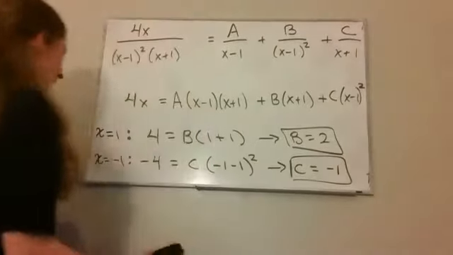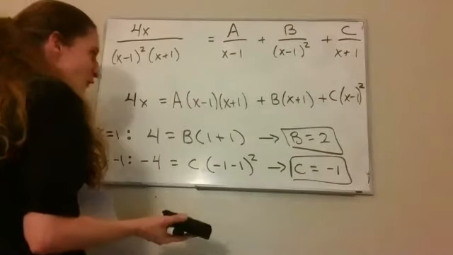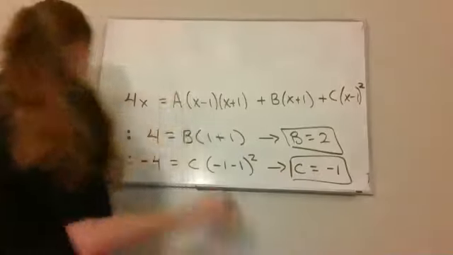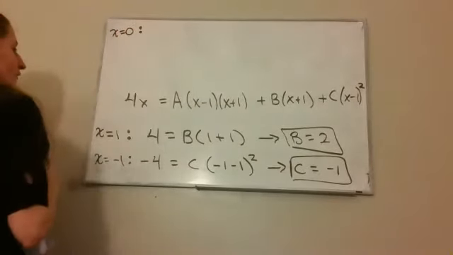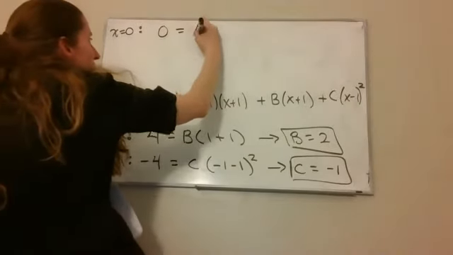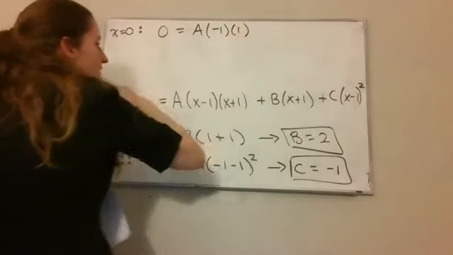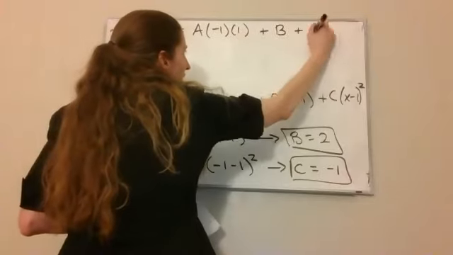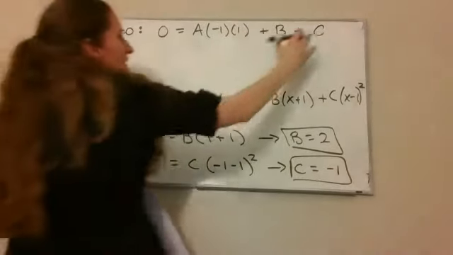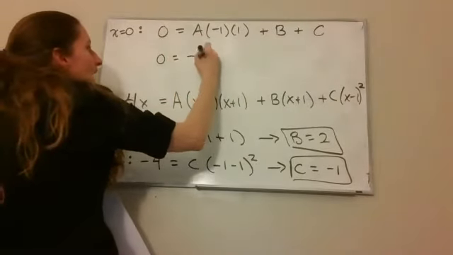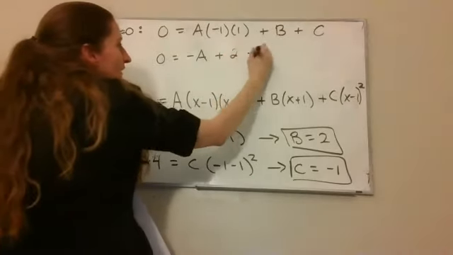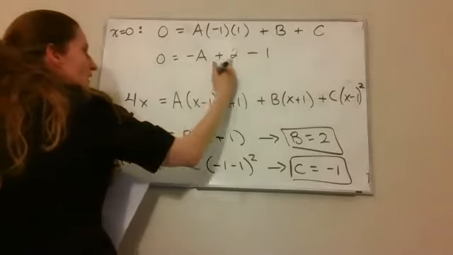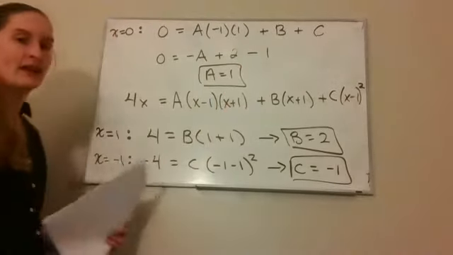Well, let's go ahead and see if we can just pick another easy to work with value and find a. There's unfortunately nothing that's going to make the b and the c both disappear without making the a disappear. But let's just see what happens if I plug in x equals 0, because that's easy to work with. If x is 0, my left side is 0. My right side will be a times -1 and +1, plus b times 1, plus c times -1 squared, which would just be 1. So this tells me 0 equals -a plus my b, which was 2, plus my c, which is -1. And this tells me that my a is going to be equal to 1 when I just solve this for a. So now I have a, b, and c.